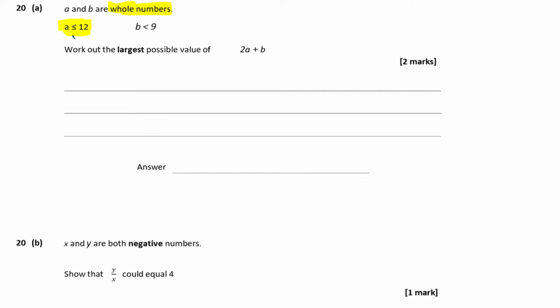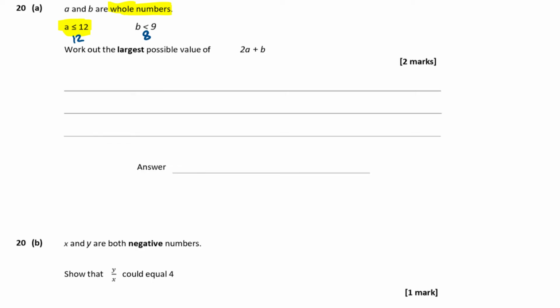So I can use 12 as my largest value of a. But with b, I've got b is strictly less than 9. So the largest whole number that b can be is actually 8, not 9. So a little bit tricksy, that one. So the largest possible value of b is 8 and the largest possible value of a is 12.